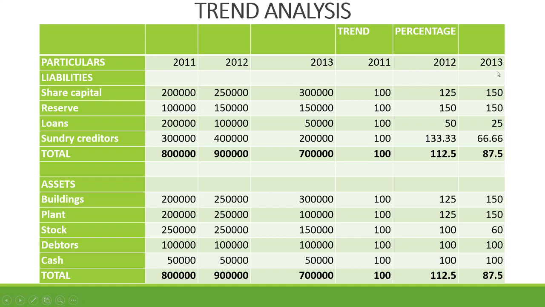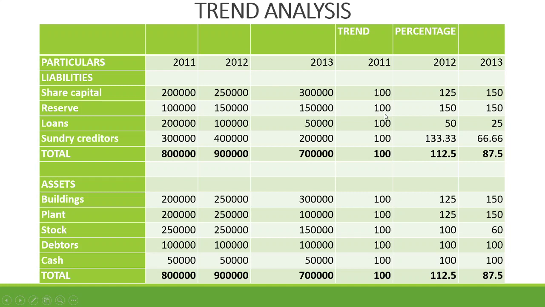So in this way we have found out the trend percentage for the remaining years, that is 2012 and 2013. Now when we look at this trend percentage, we can see the proportionate change, that is increase or decrease in each component of the balance sheet. Now we can see that share capital has increased. It was 100, has become 125 and it has become 150. You can see how much it has increased. So it is increased 25 and again it has increased 25. So it is now 150%.